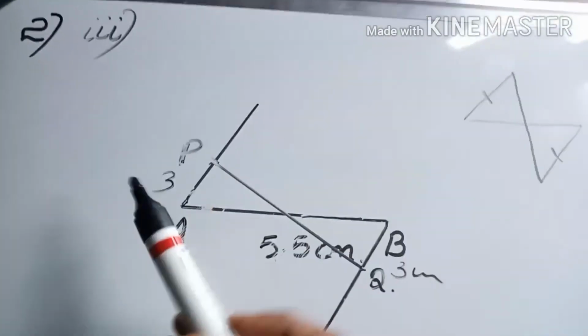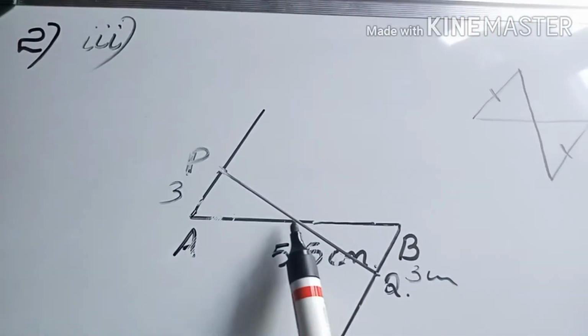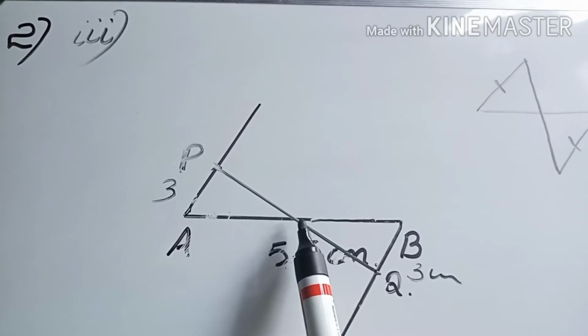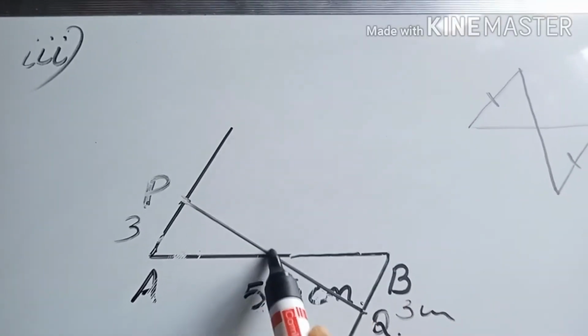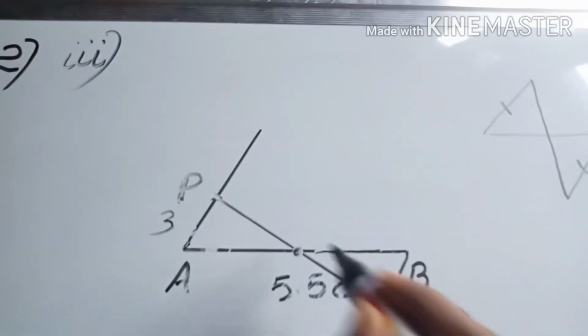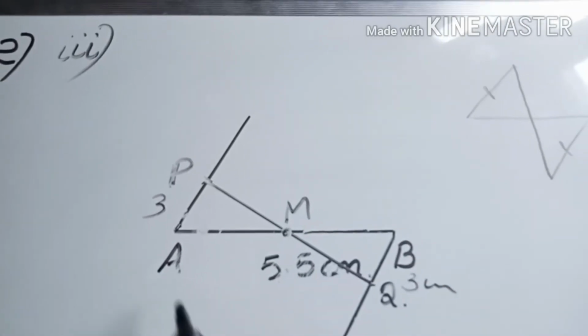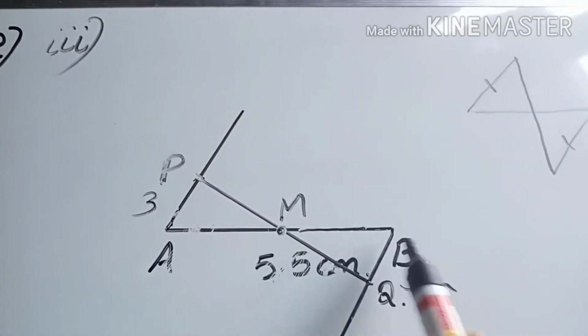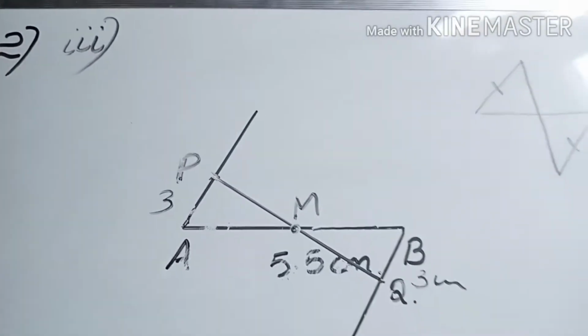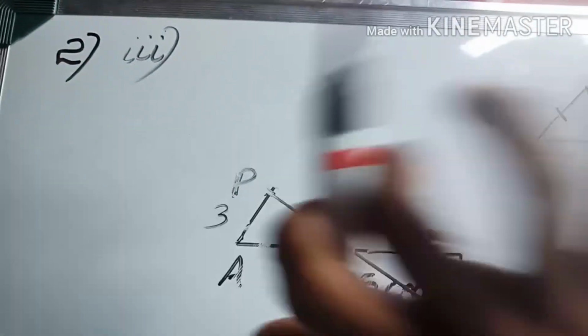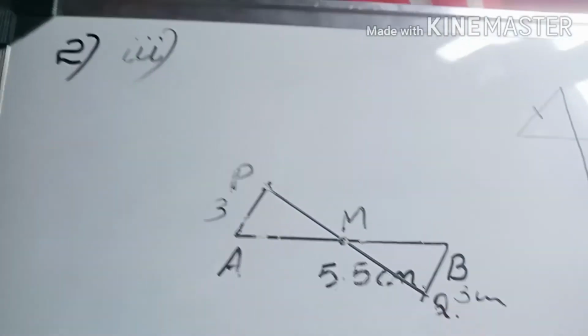So this is a line which divides the 5.5 centimeter line AB at this point. Let's take this point as M. So here AM and BM will be equal. We can cut the remaining, just rub the remaining portion.